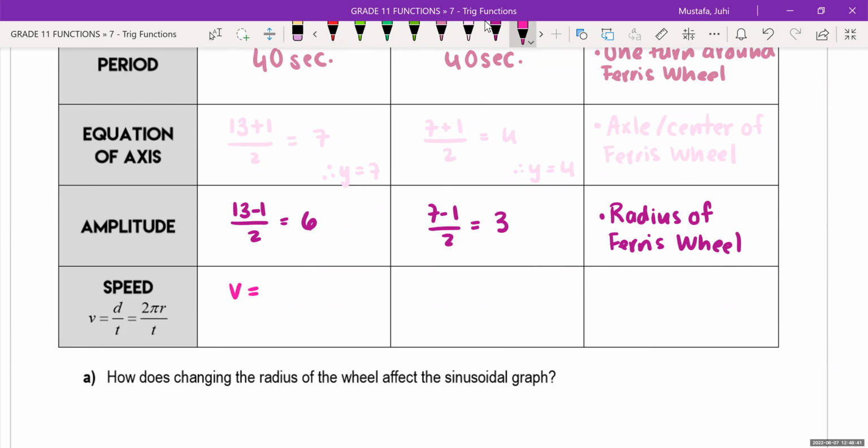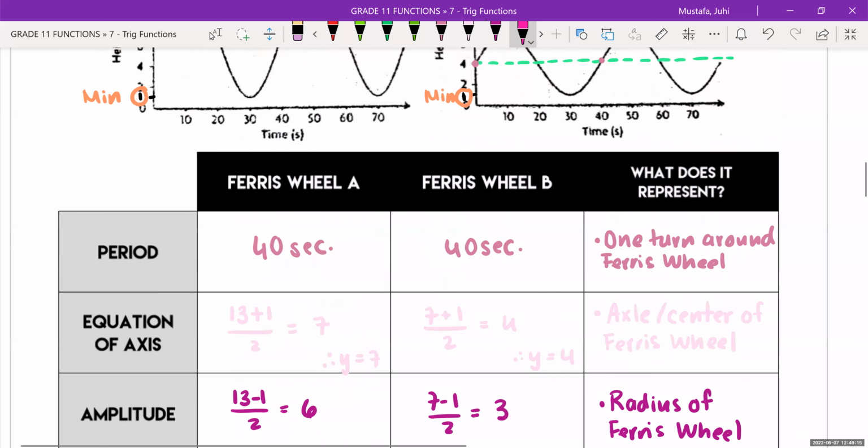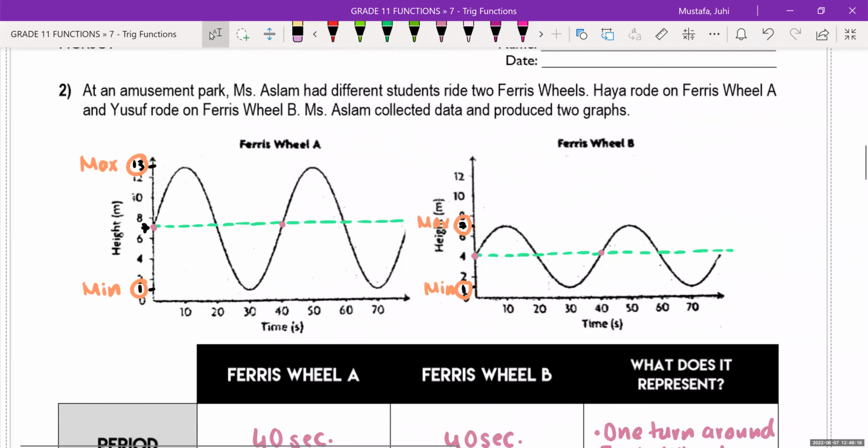V is equal to 2 times pi times the radius, which is 6, divided by, what are we going to put for time? 40, right? Because it takes 40 seconds to go one loop around, and one loop around is the circumference, which is 2 pi r. So we're going to divide that by 40. 2 times pi times 6 divided by 40. And I guess we'll just round it to two decimal places. It's going to be 0.94. And the units would just be meters per second, because our period was in seconds and the height is in meters. So meters per second.